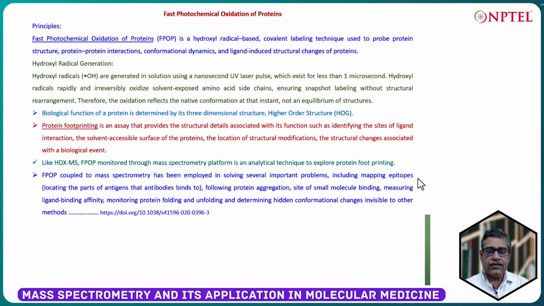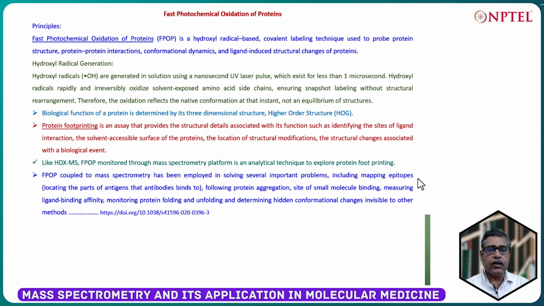Hello, in this class we will learn another new technique that is being used in combination with mass spectrometry, which is called fast photochemical oxidation of proteins. This is mostly used in the area of structural biology to understand the molecular basis of a biological event, like it can be a human disease or any other biological process also.